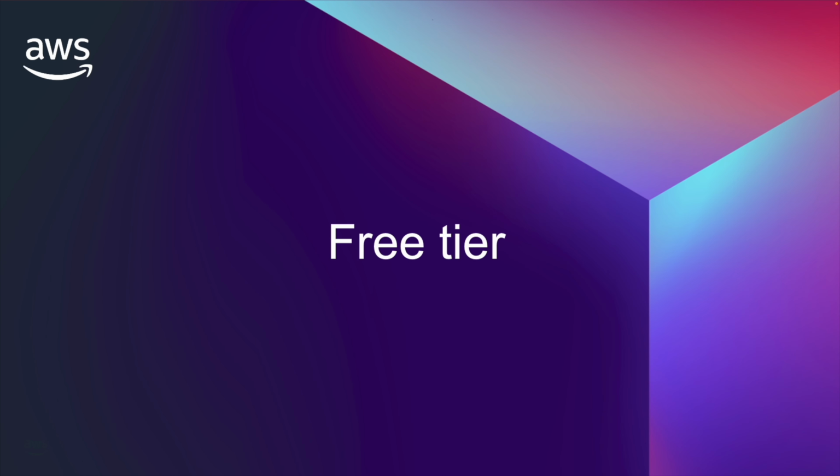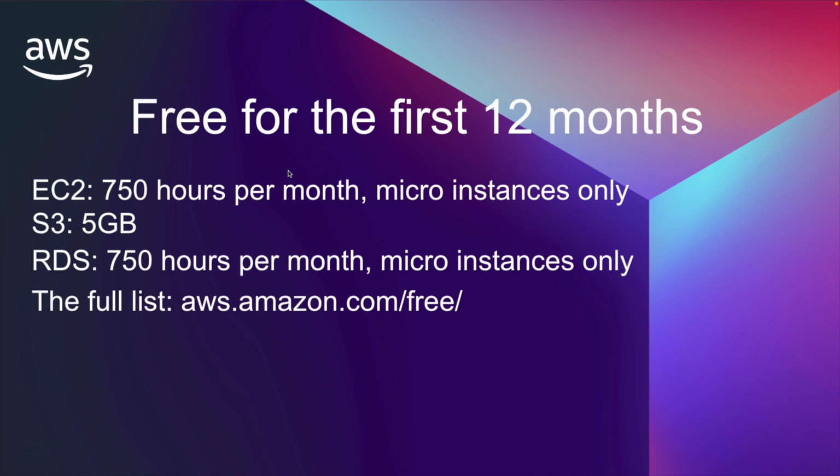There is an option for free usage of Amazon services for the first 12 months after creating an account. For 12 months, you can use EC2 micro instances for free up to 750 hours per month. You can store up to 5 GB of data in S3 buckets, which can include any static data, photos, videos, backups, and so on. You can also use RDS, but only micro instances. Many other services are also available. The complete and up-to-date list can be found in the documentation.